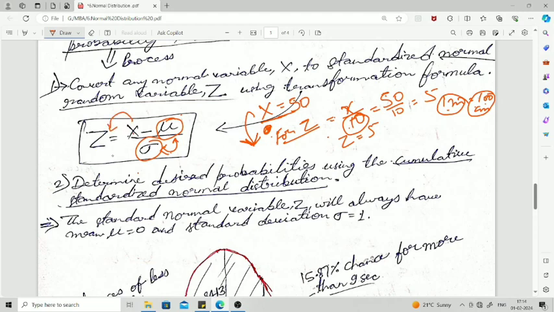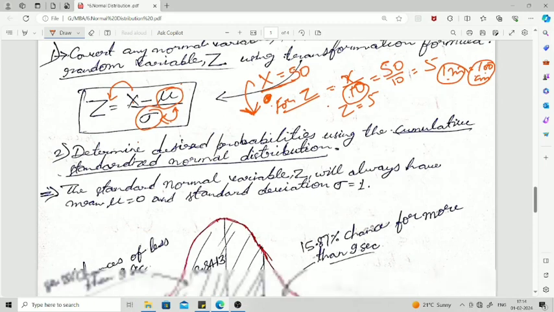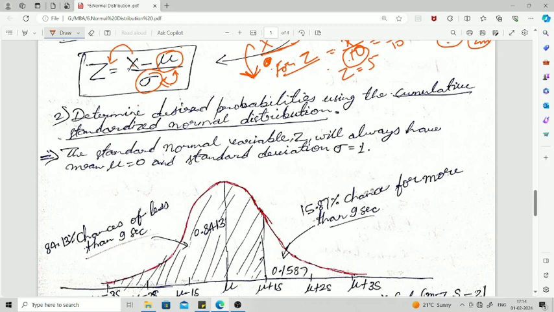Okay, this is only the normalized value. Then you have the second step. So now you got the z value. Next, you determine the desired probability using the cumulative standard normal distribution. So here it is given: using the cumulative standardized normal distribution.